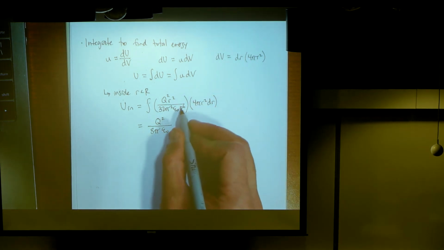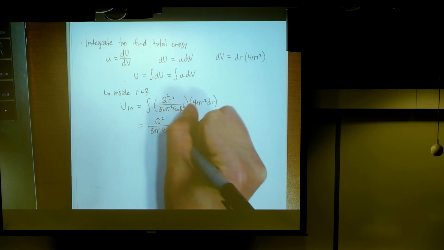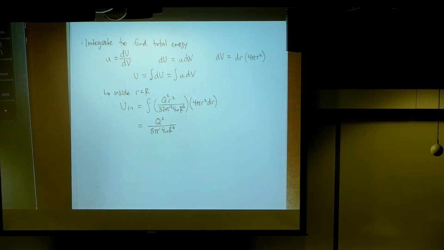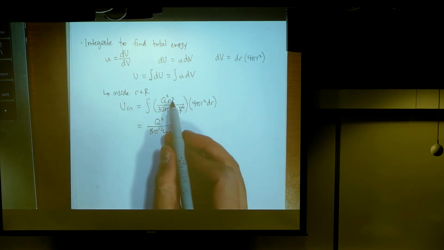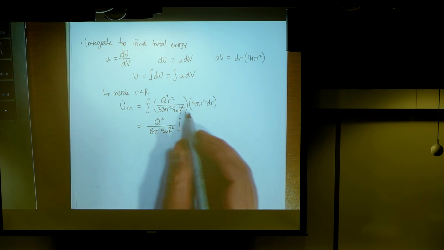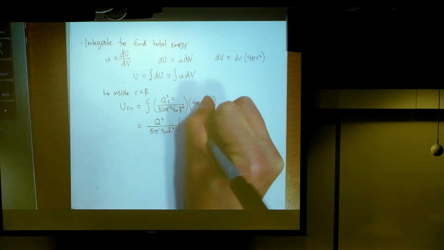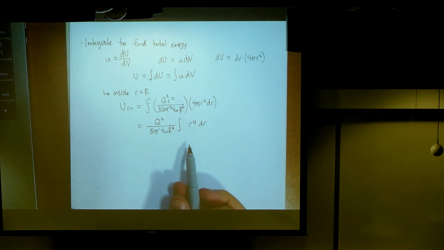Oh, actually, I have a big R to the 6th too. I can do that as well, right? Okay, so those are all the constants I can pull out. What am I left with once I've done that? How many factors of little r? 4. Little r to the 4th power dr.